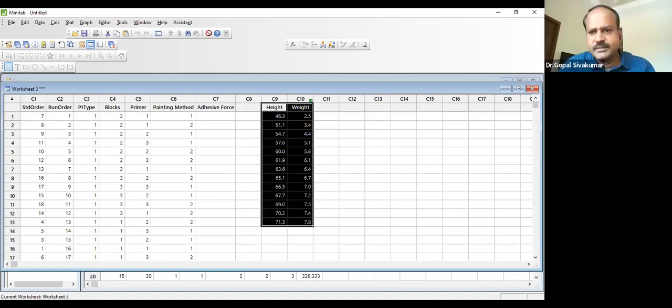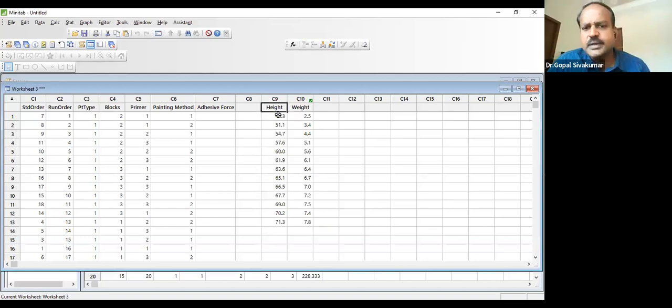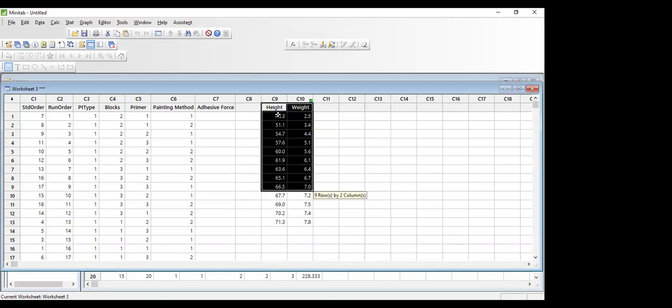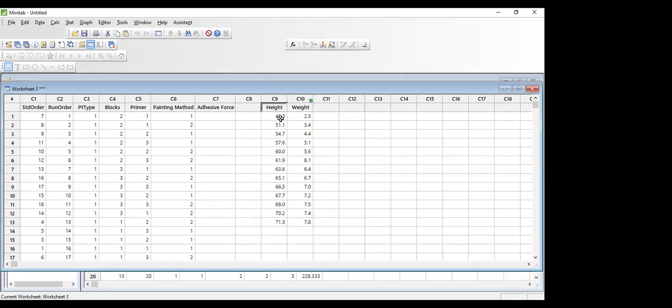See here, height and weight. Some information is available. The height is in centimeter or millimeter, I think it is millimeter. So the height of the baby is available, and the weight of the baby is also available. Both are continuous variables. So I'll go for a regression.